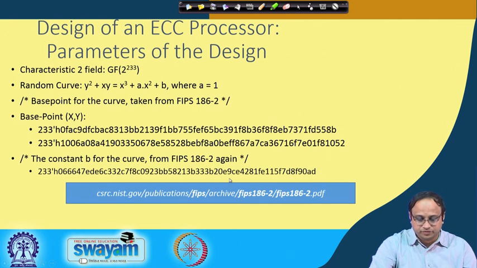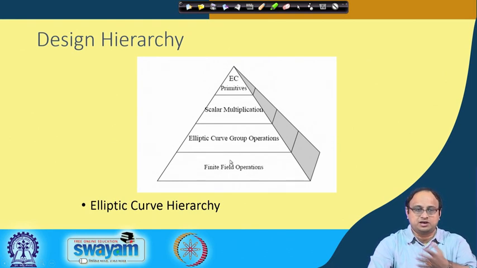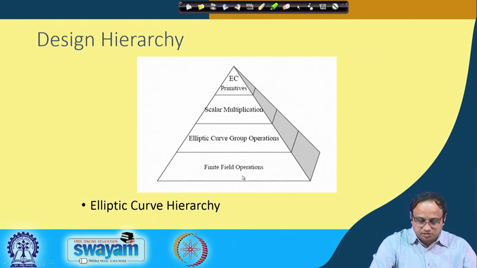So now we would like to develop this elliptic curve design. Again, this is our hierarchy. We want to implement the scalar multiplication, but we have to start from the bottom, because you have to implement all of the field operations, and then the doubling and addition operations, and finally the scalar multiplication. So this is the elliptic curve hierarchy.